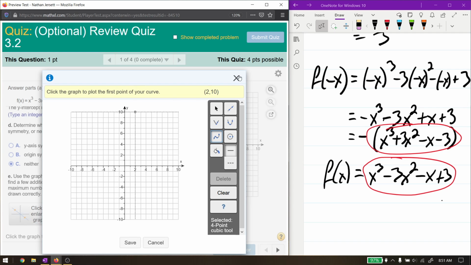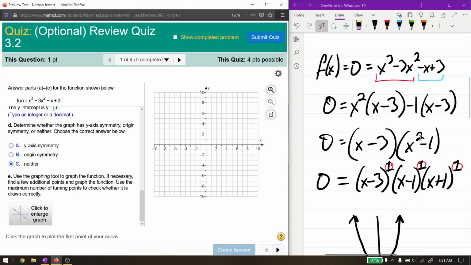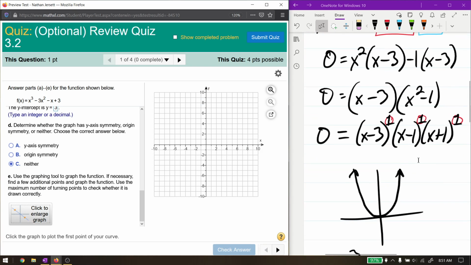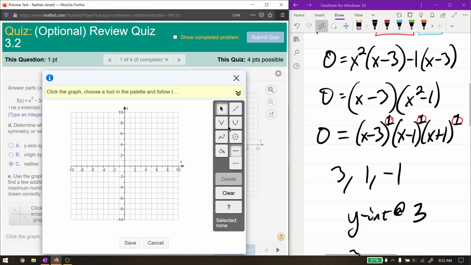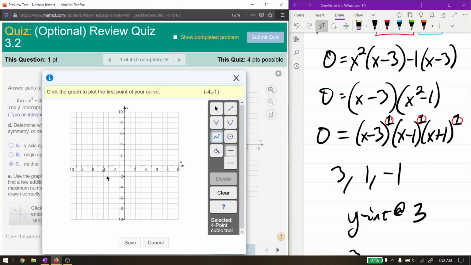Let me write my zeros here again. We have 3, 1, and negative 1, and we have a y-intercept at 3. Okay, let's plot this thing. We got 3, 1, negative 1 is the first one. And then the y-intercept of 3. And then we have 1 and 3.